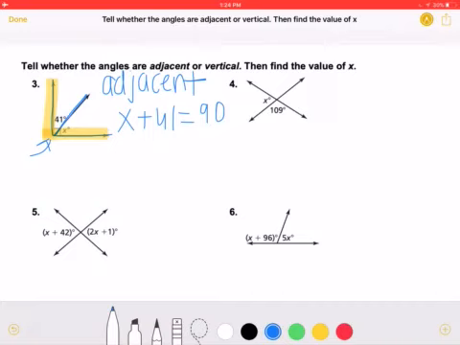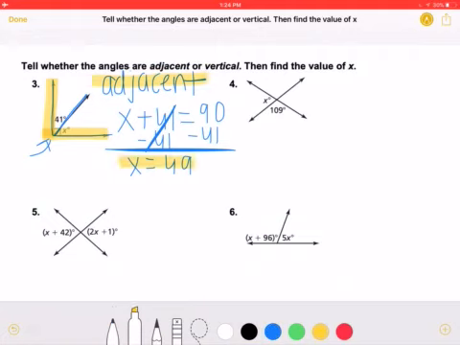So now I'm going to subtract 41 from both sides. And I know that 90 minus 41 is going to give me 49. So X equals 49 for this example. They're adjacent and X equals 49.